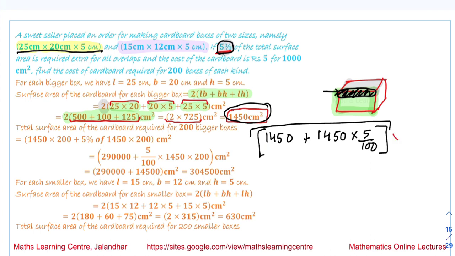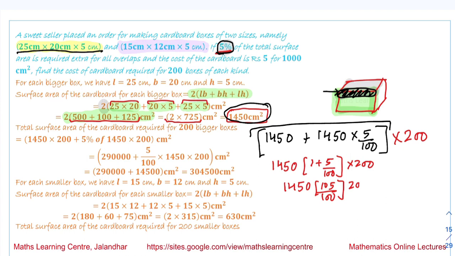Now how many boxes do we require? It is 200 boxes, so we multiply with 200. When we multiply with 200, 1450 comes out to be common. It is 1 plus 5 by 100, into 200. So it is 1450 into 105 by 100 into 200.